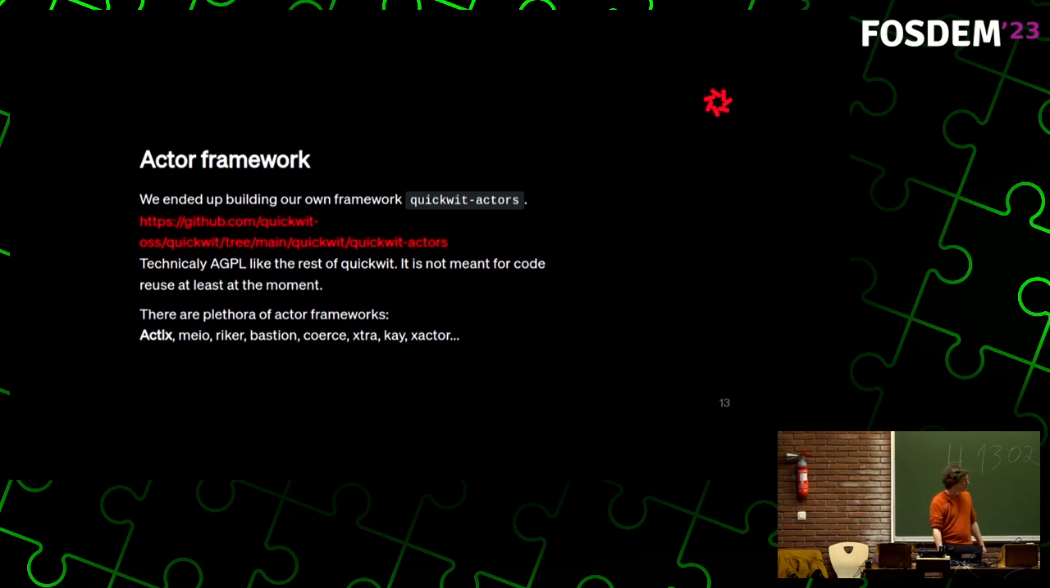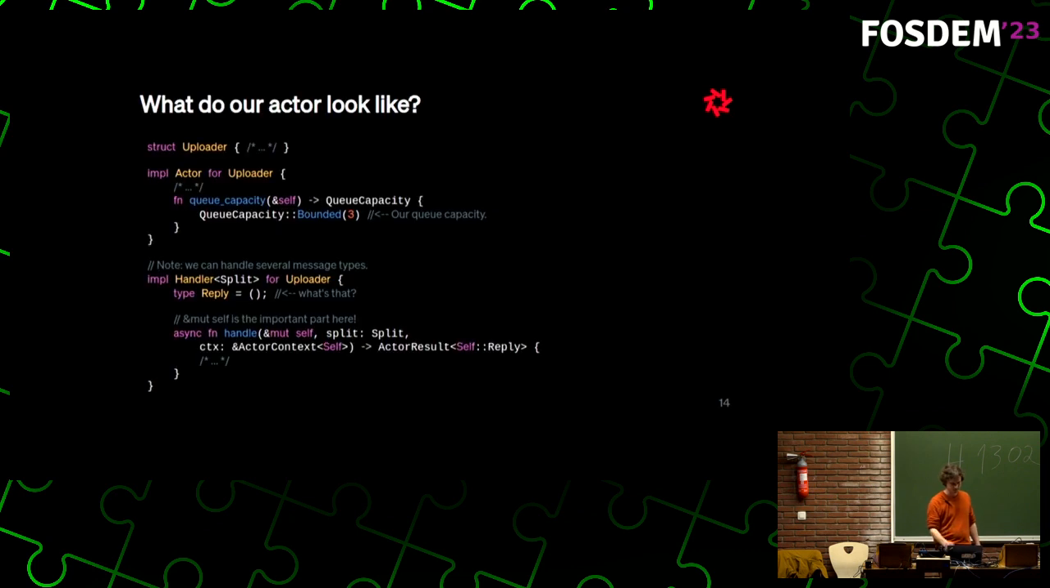There are actually a lot of actor frameworks in Rust. The most famous one is Actix. There are many others. So under our actor framework, what does an actor look like compared to our original snippets? It looks like this. So I implemented the uploader there.